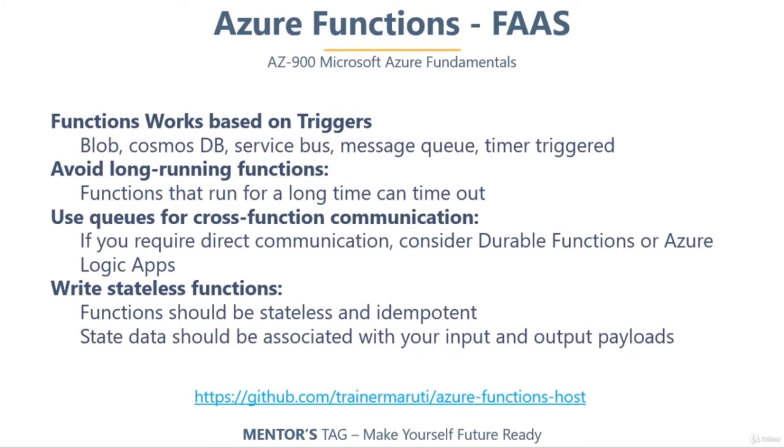You have to remember to use queues for cross-function communication. We have a concept called durable functions, which I will cover later on in this course. And if you're dealing with function-to-function communication, durable functions are a really easy option. Or you can go with something called Azure Logic App, which is also a part of serverless computing. Always try to write a stateless function, because this is going to be an idempotent and stateless piece of code, which is going to help you with a number of requirements.